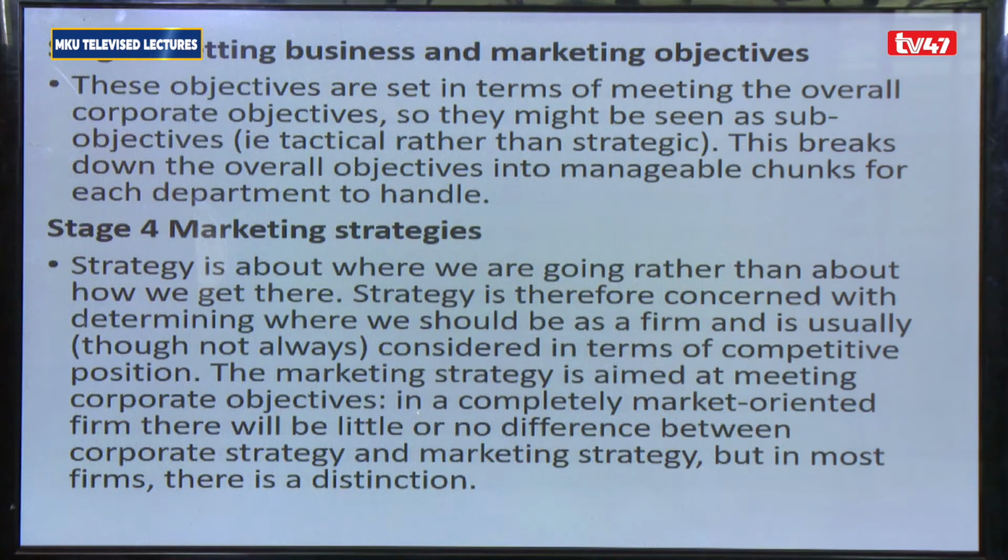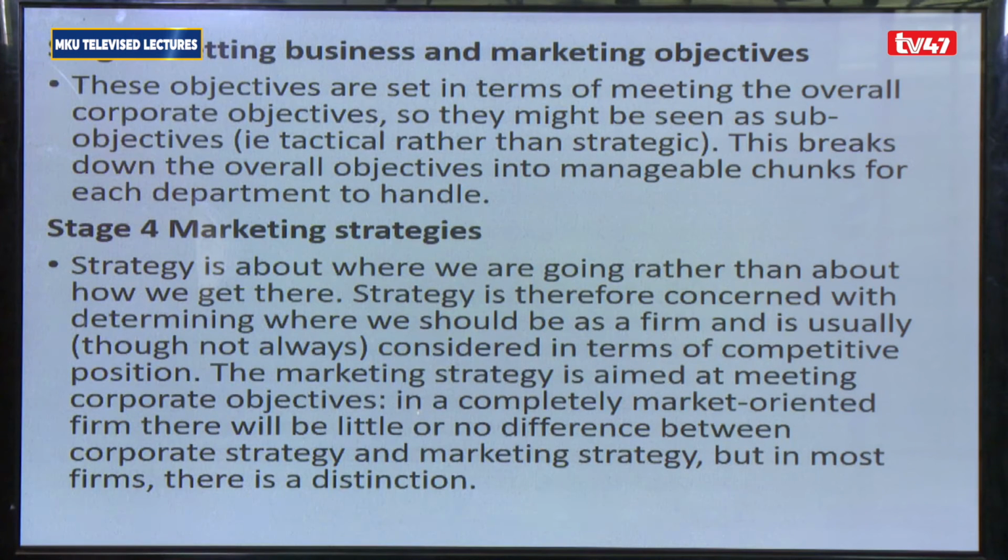And then stage three is setting business and marketing objectives. These are derived from the overall corporate objectives, so there might be sub-objectives. They might be tactical rather than strategic. Remember, there is a strategic and there is the tactical. This breaks down the overall objectives into manageable parts. So you're able to say, we want to increase our market share to 30%. That's a strategic objective. So how are we going to do that? We are going to go into more locations. That's a tactical objective, or rather a tactical strategy that you're going to use.